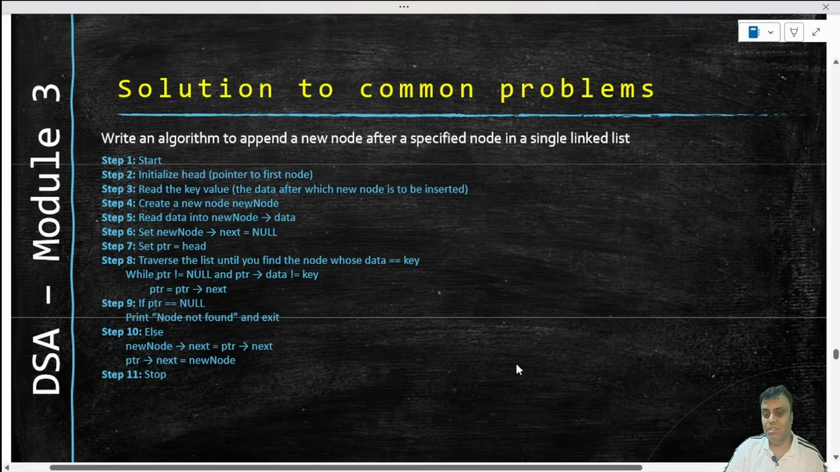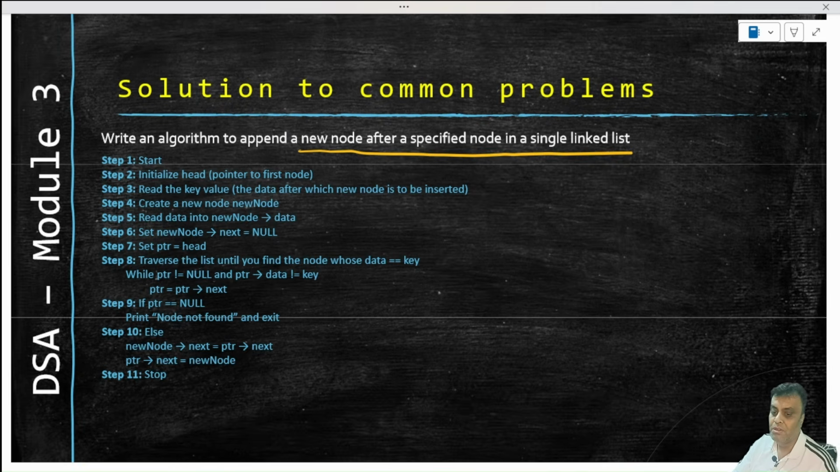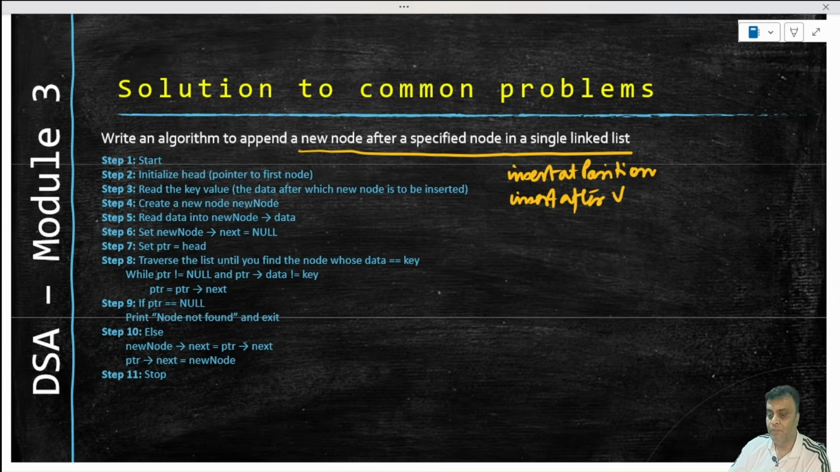The next question is append a new node after a specified node, right? So after a specified node means that we have done what? We have done insert at position. What this is saying is insert after value. We have not done this. We have done delete at the value, right? And now we are going to see how to do insert after value. So that's again going to be simple enough.